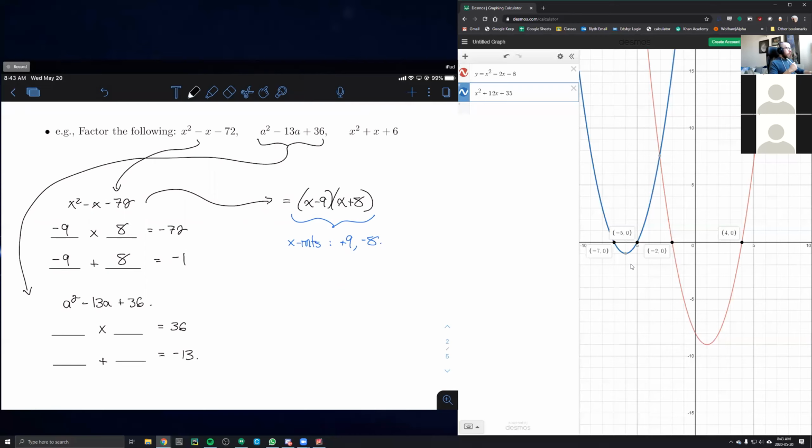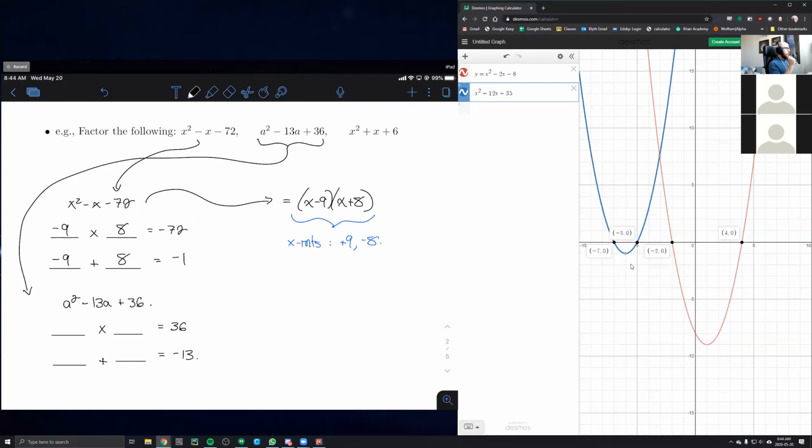Okay. One place where this can be tricky is just keeping track of your positives and negatives, right? So in this case, we have to multiply to get a positive number, but we have to add up to get a negative number. So that suggests that both numbers should be negative, right? Because a negative times a negative gives us a positive. And if we add up two negative numbers, then the result will still be negative.